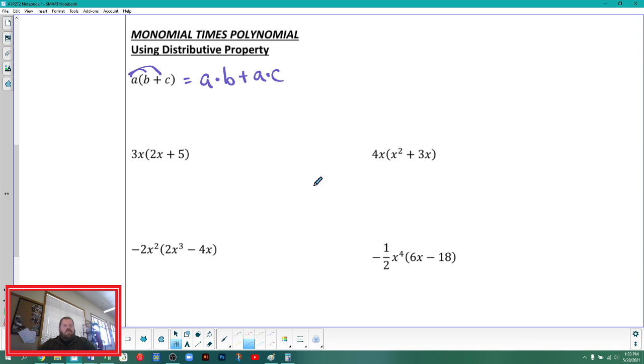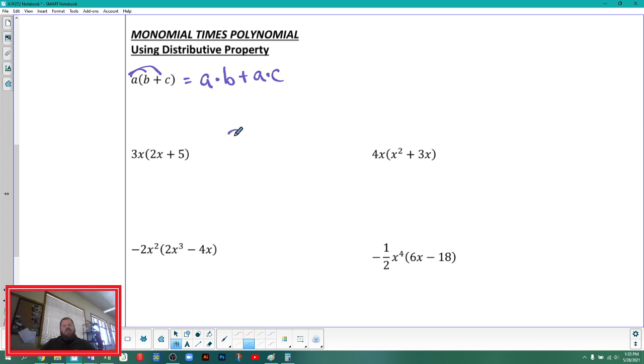All right, but we do have a little bit of an elevated issue that we're dealing with on this one, and that is that the thing outside isn't just a number. It's almost better if it has a variable itself. We haven't really dealt with this yet, but that's okay.